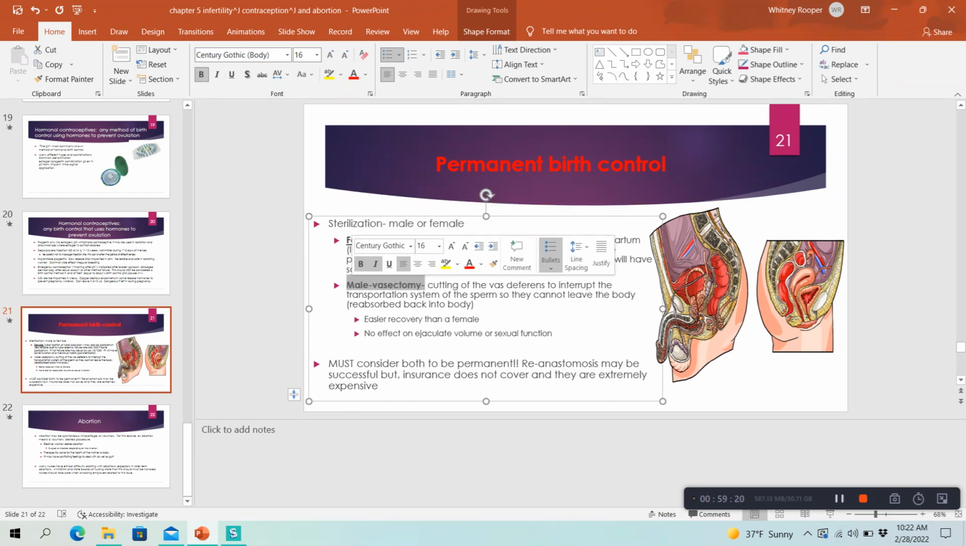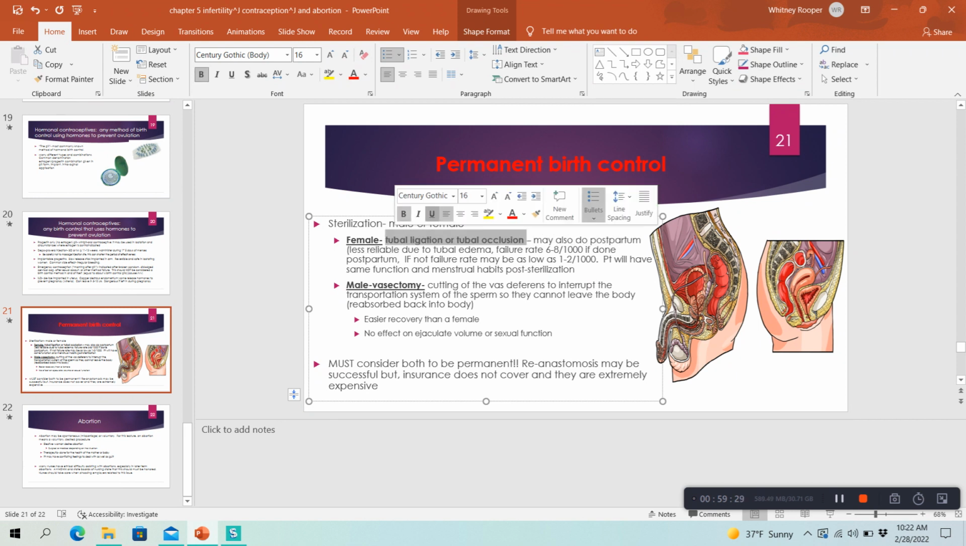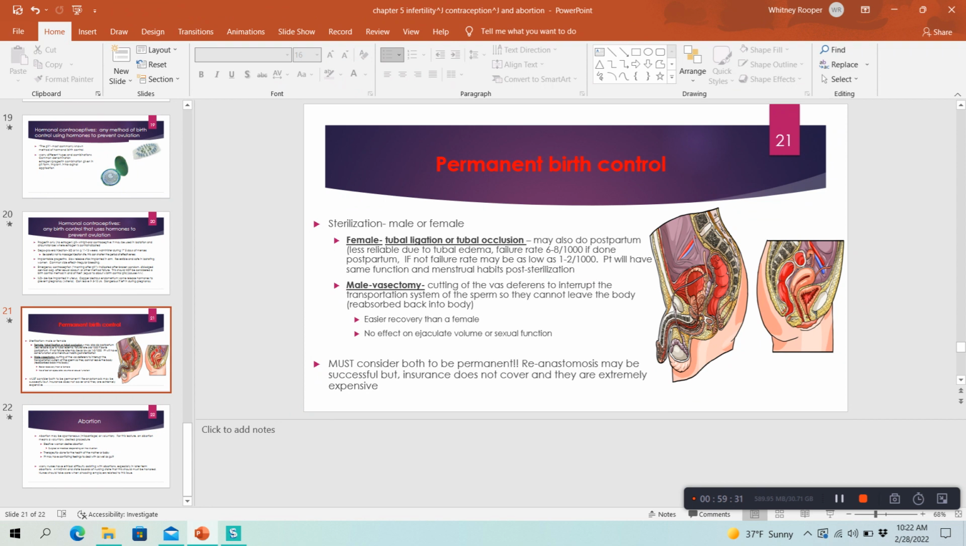So for the male, we do a vasectomy, which is cutting of the vas deferens, which is part of the tubal system that interrupts the transportation of sperm throughout the tract of the body. And basically, the sperm are the only things missing. There's still fluid, there's still semen. Sexual function does not change. The male cannot tell any difference. There are just no sperm in the sample.